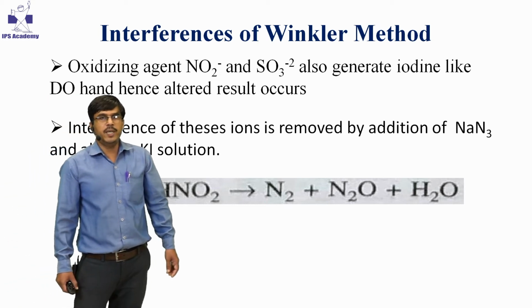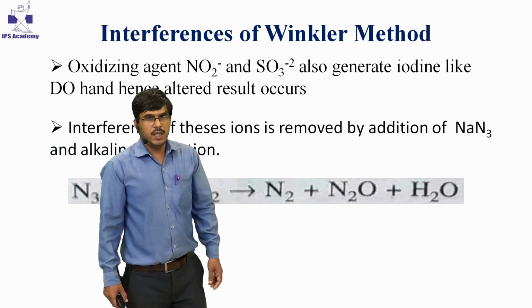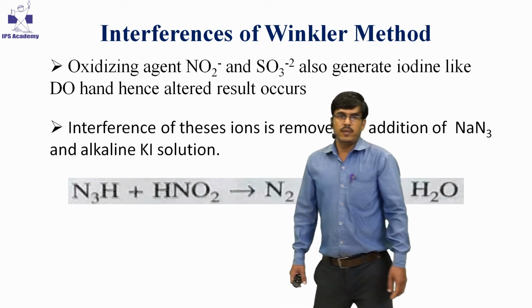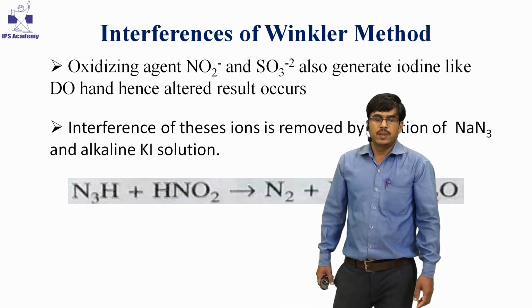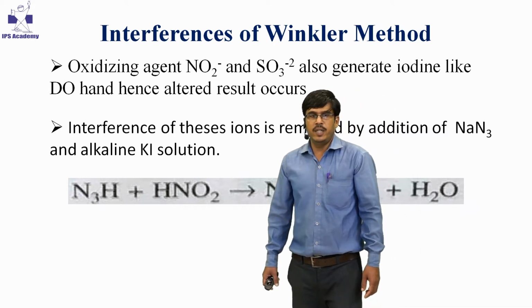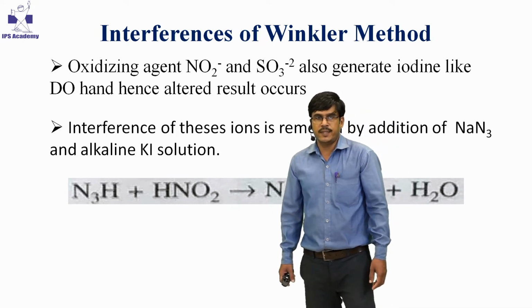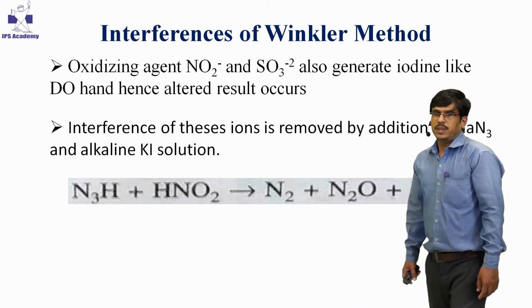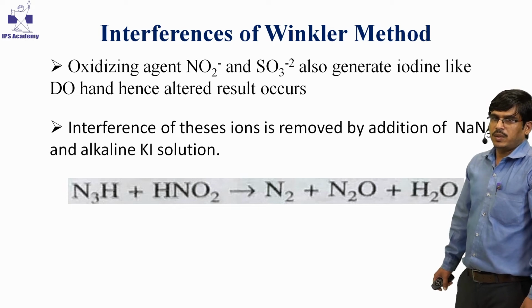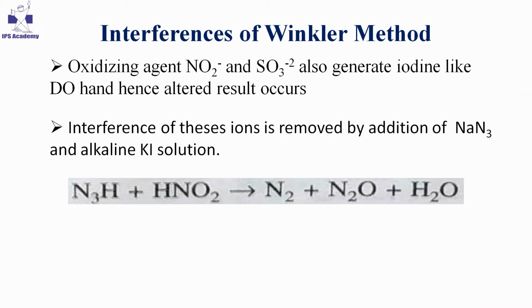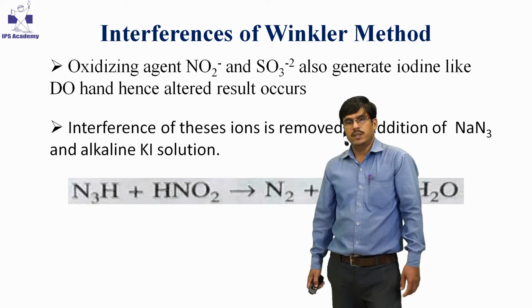How are they eliminating these ions? When we add sodium azide, it decomposes the nitrite ion, which is found in the form of nitrous acid, into nitrogen. Nitrous oxide is the equation of this reaction. You can clearly see that sodium azide reacts with nitrous acid and generates nitrogen and nitrous oxide.